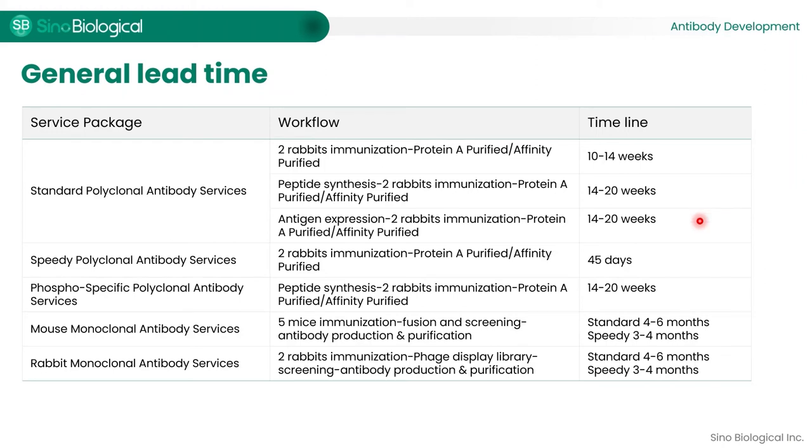But we do have a speedy immunization regime, which combines our unique immunization strategy as well as advanced techniques, so that we can expedite this process and finish a project in about 3 to 4 months' time. We do understand that time is sensitive in any research and development efforts, so we also try our best to work as quickly as possible.